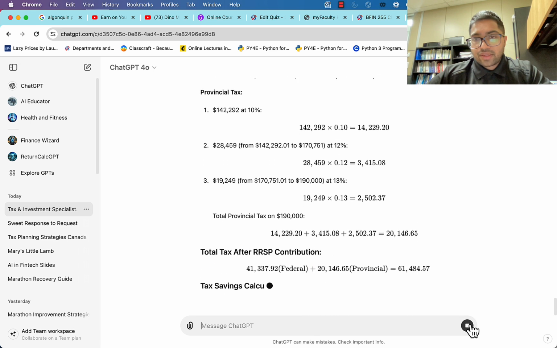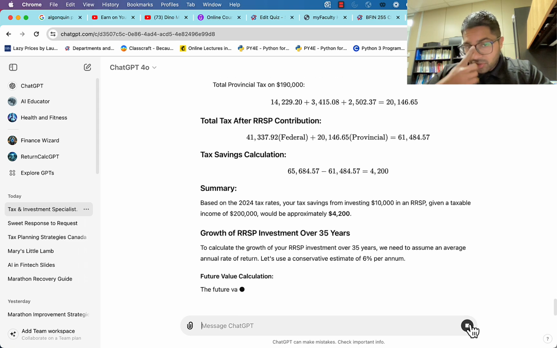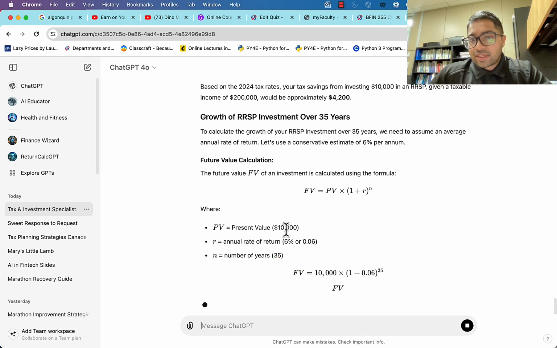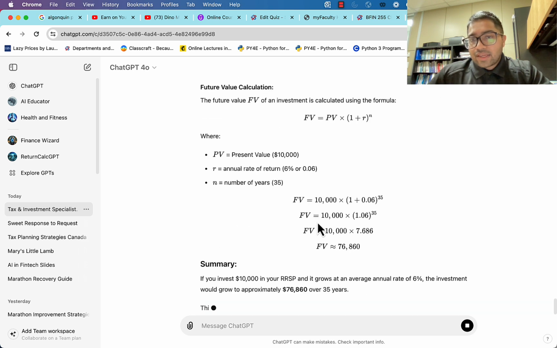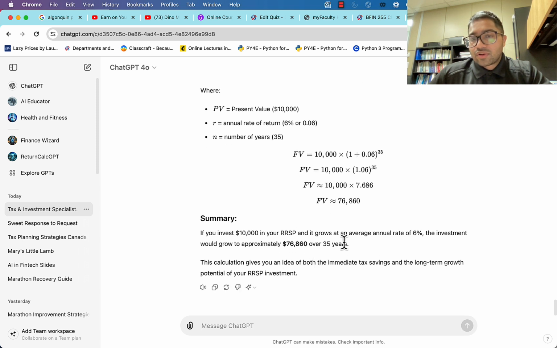Okay, same thing, it did all of the calculations, right? You can try it out on your own, but now it invested that money too. So it invested $10,000, let's say at 6% interest rate, right? And that $10,000 will become $76,000, right, when I retire 35 years from now. So we added one more context.